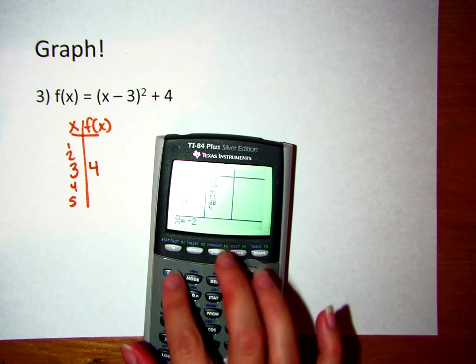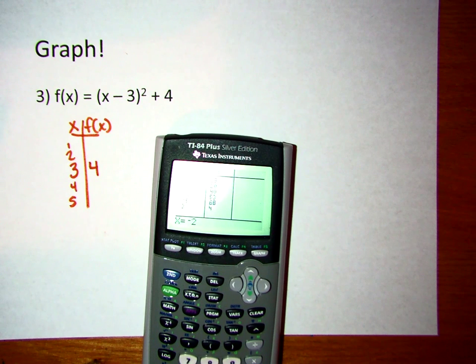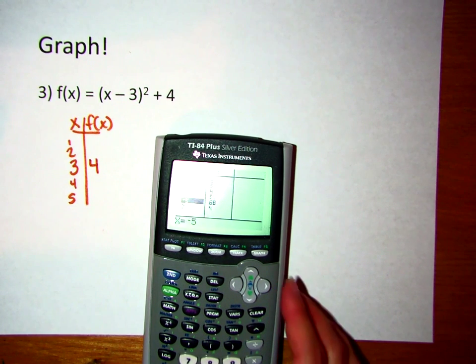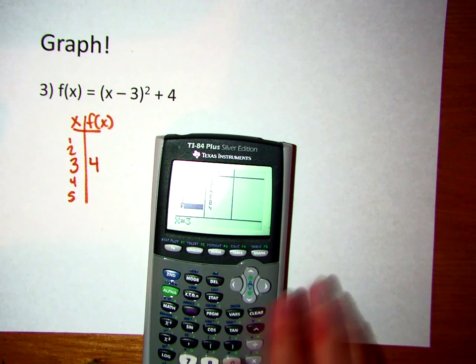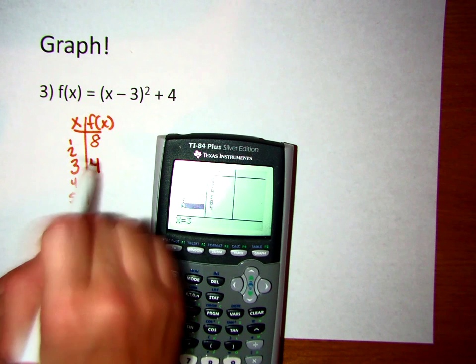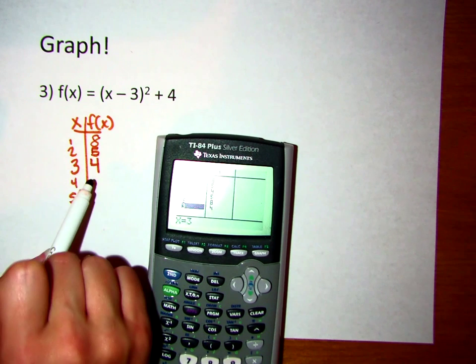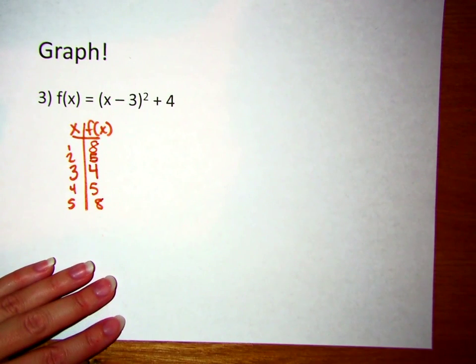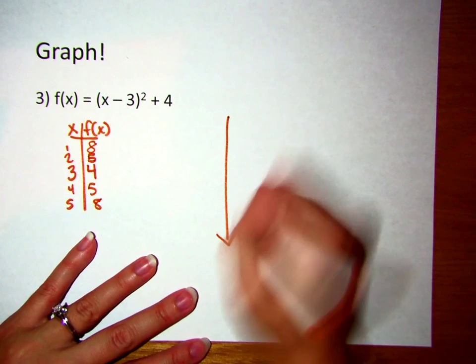And I'm going to go ahead and just plug these in. 1, 2, 3, 4, 5. And so what we see is that at 1 we have the number 8. At 2 we have the number 5. We already got 3. We got 5 and 8. So there's your mirror reflection. So now again we can just go ahead and plot the points here.